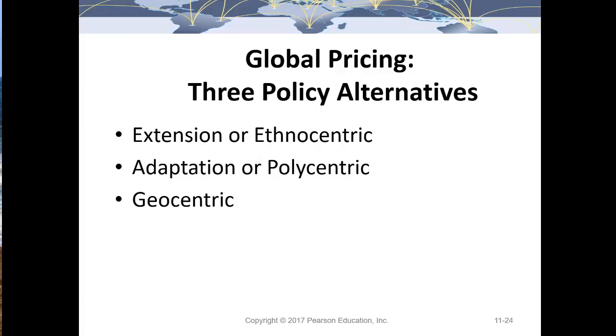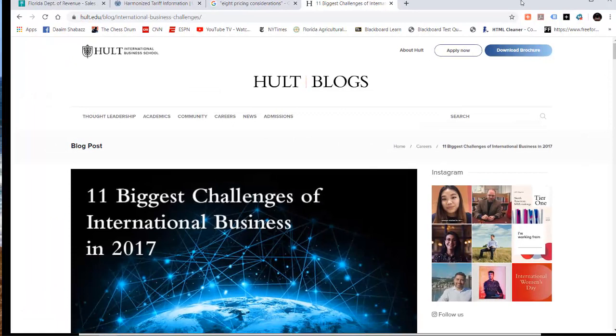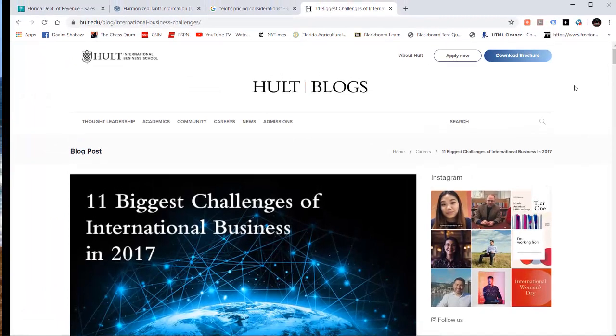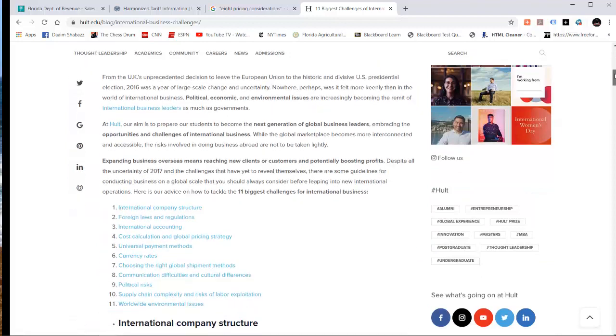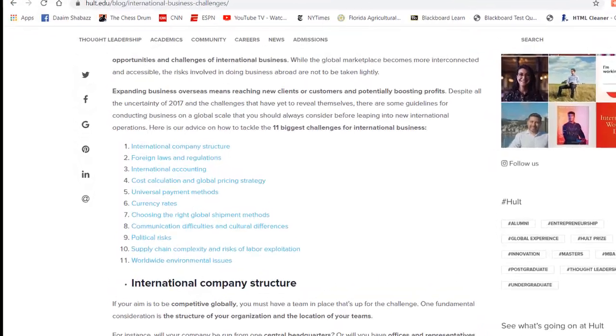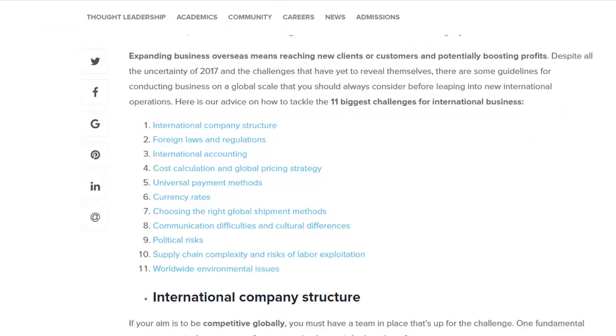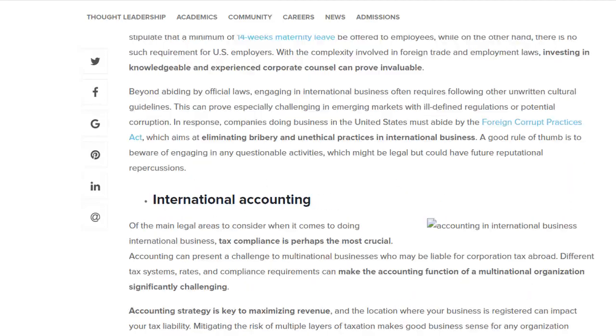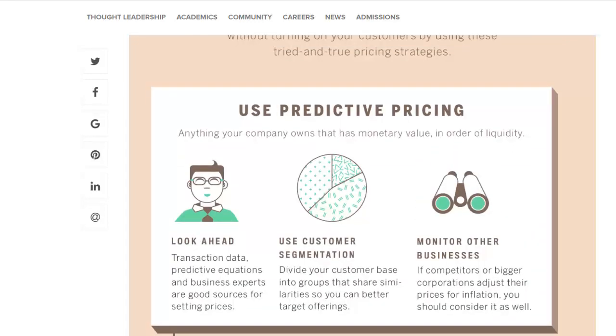So I want to share with the class this article that I found, and I also shared it with my global business class. This deals with pricing, or has some pricing tips: 11 biggest challenges of international business in 2017. And it has all of these different points, including company structure and laws and regulations and accounting. But I want to take you down to where it talks about pricing.